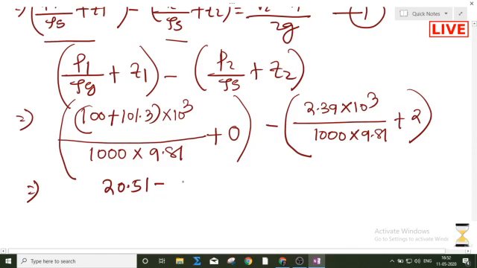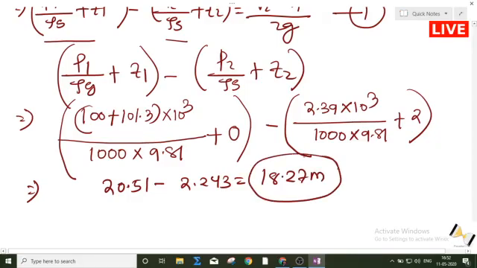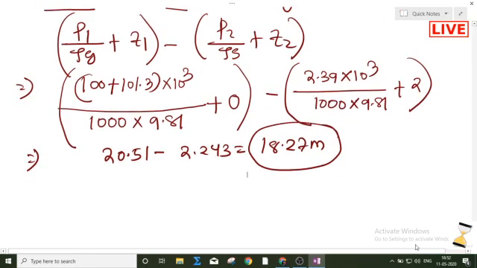Now if you solve this, it comes out to be 20.51 minus 2.243, so this is 18.27 meter. Okay, now we got this value.